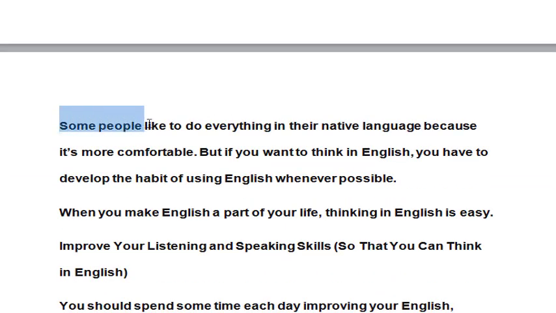Some people like to do everything in their native language because it's more comfortable. But if you want to think in English, you have to develop the habit of using English whenever possible.